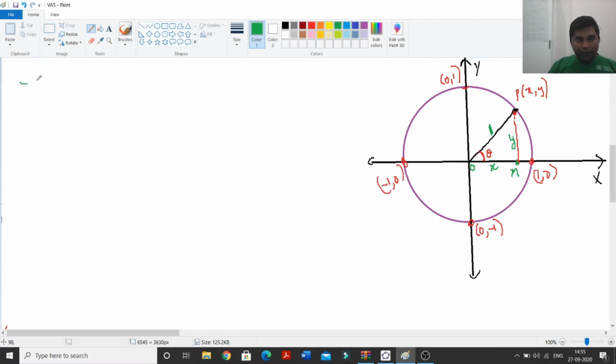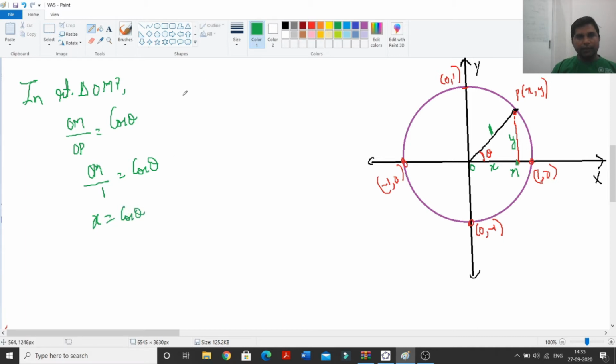Now in the right triangle, OM divided by OP is equal to cos theta, right? OM divided by OP, adjacent over hypotenuse. So OM over 1 is equal to cos theta. OM is your x, so x is equal to cos theta.